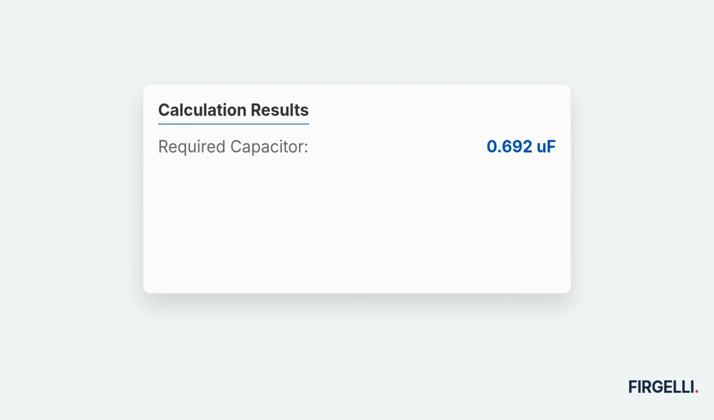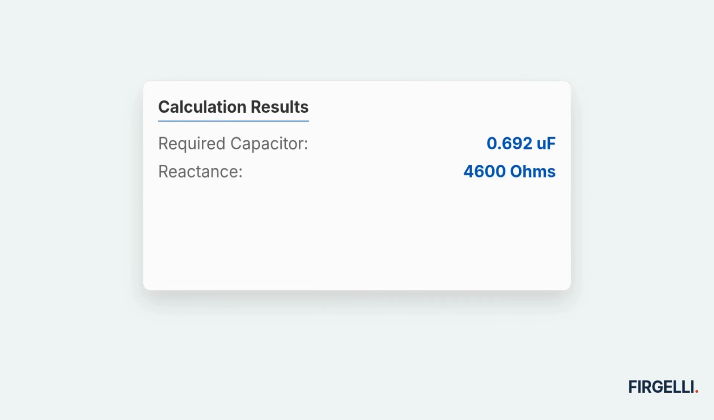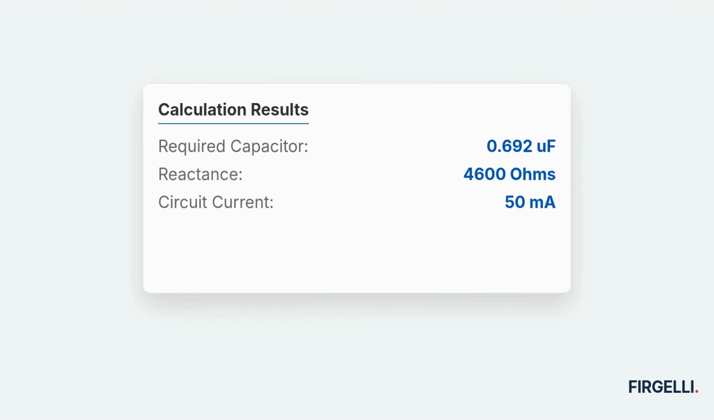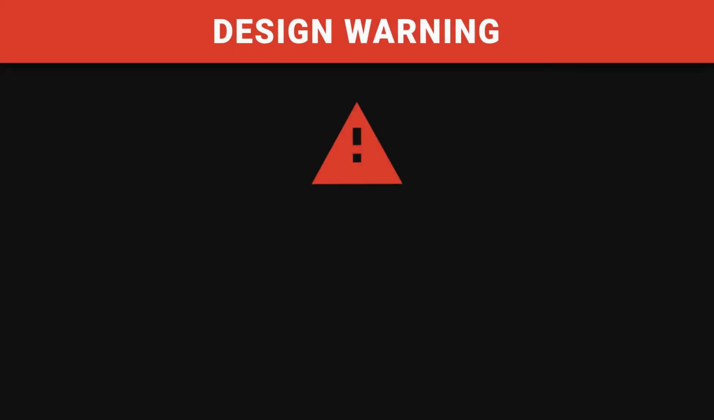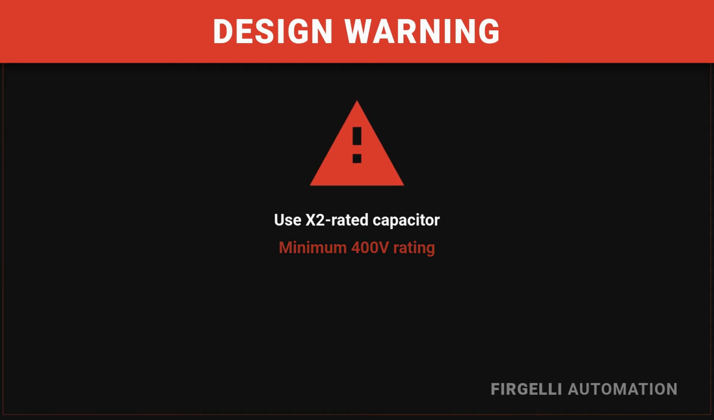filter capacitor. After clicking Calculate, the results show we need a 0.692 microfarad dropper capacitor, giving us 4600 ohms capacitive reactance and our desired 50 milliamp circuit current. The calculator even provides a design warning to use an X2 rated capacitor with minimum 400 volt rating.